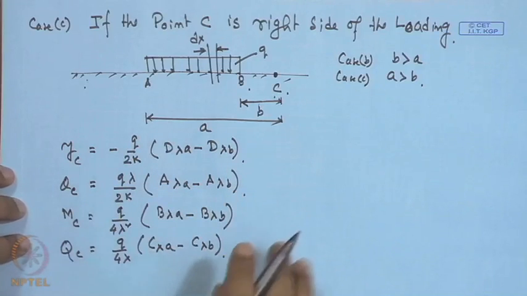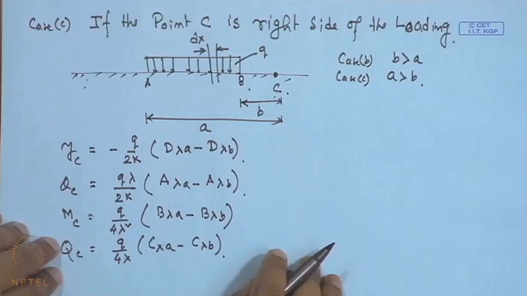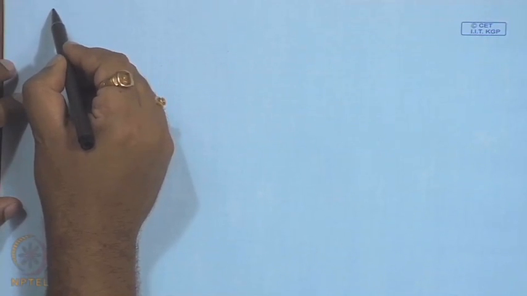So, these are the four expressions for the three different cases of the UDL. The three cases mean that we have chosen a point: in the first case it is within the loaded region, in the second case it is on the left side of the loaded region, and in the third case it is on the right side of the loaded region. So, we got these three different expressions. Now the next one: here we have used the UDL, so what will be the deflection, slope, bending moment and shear force expressions if the infinite beam is subjected to a triangular loading? So, the next case is the triangular loading.